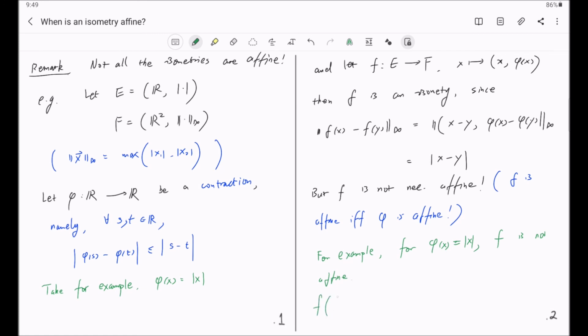Since f of (1 plus negative 1) divided by 2, which is f of 0, is equal to (0, 0), the origin. But (f(1) plus f(negative 1)) divided by 2 is equal to (0, 1). So f is not affine from the definition. And that finishes this remark. Not all the isometries are affine.